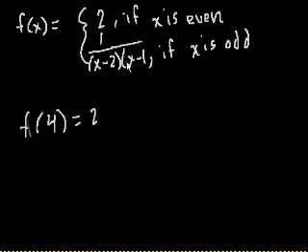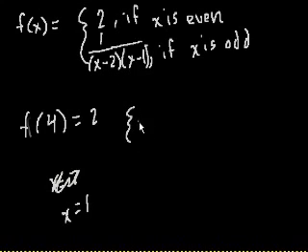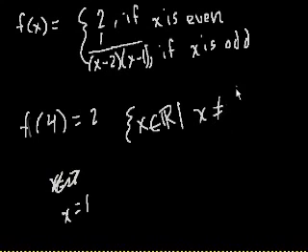But this clause applies when x is odd. And just like we did in the last example, what are the situations where this kind of breaks down? Well, when the denominator is 0. The denominator is 0 when x is equal to 2 or x is equal to 1, right? But this clause only applies when x is odd. So x is equal to 2 won't apply to this clause. So only x is equal to 1 would apply to this clause. So the domain is x is a member of the reals such that x does not equal 1.